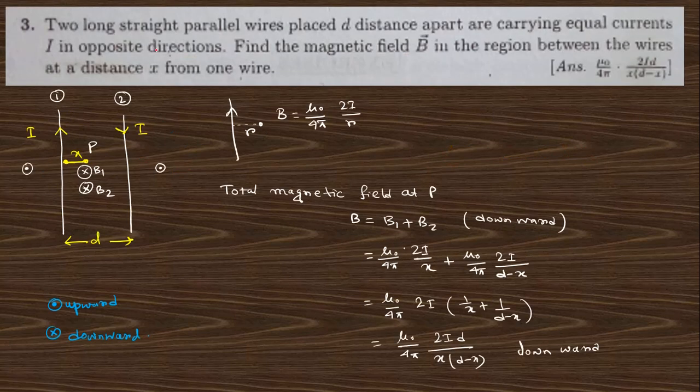Next question. Two long straight parallel wires placed at a distance d apart carrying equal current I in opposite directions. So in this, one current direction is up and the other is down, opposite directions. Find the magnetic field B in the region between the wires at a distance x from one wire. So you need to find the magnetic field here, which is at distance x from one wire.